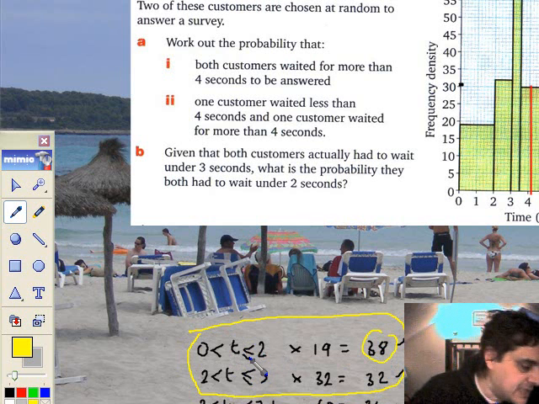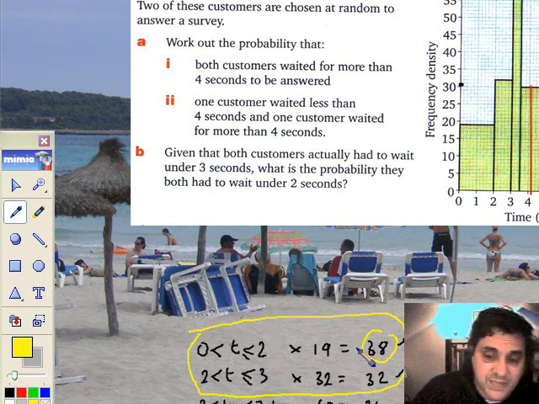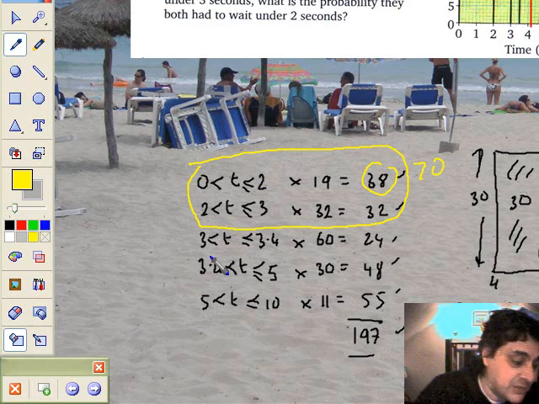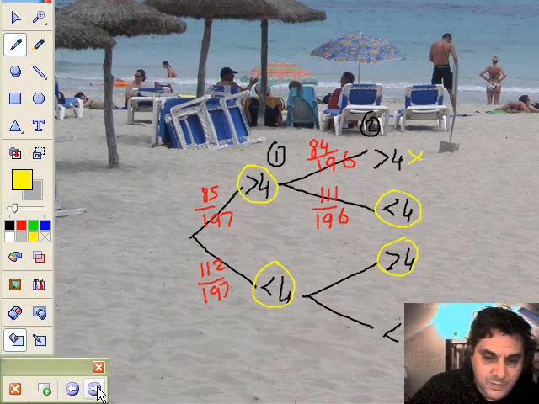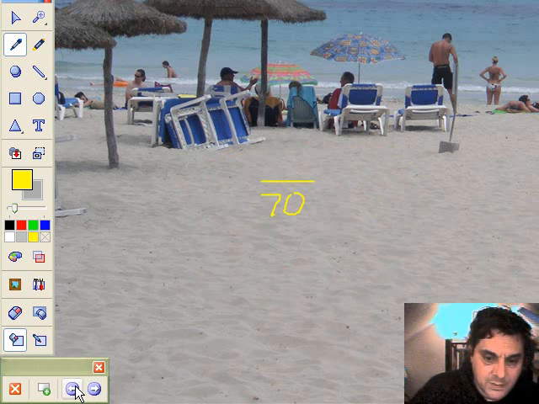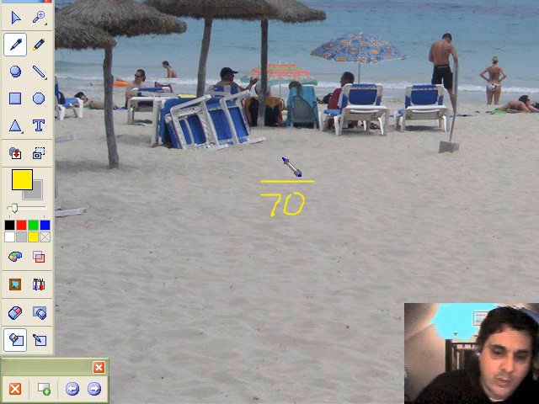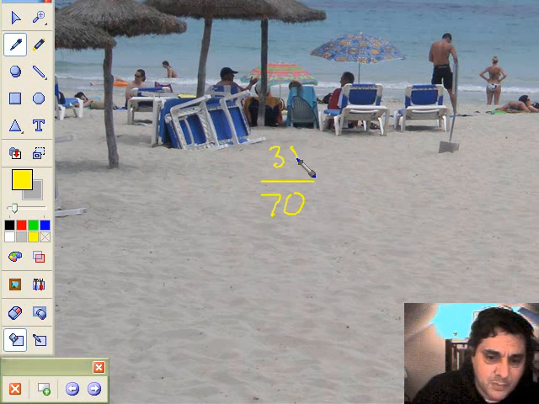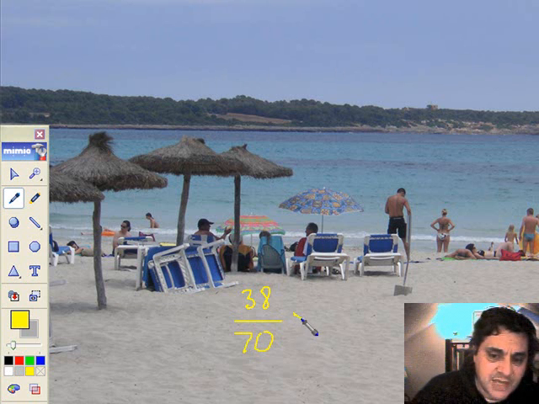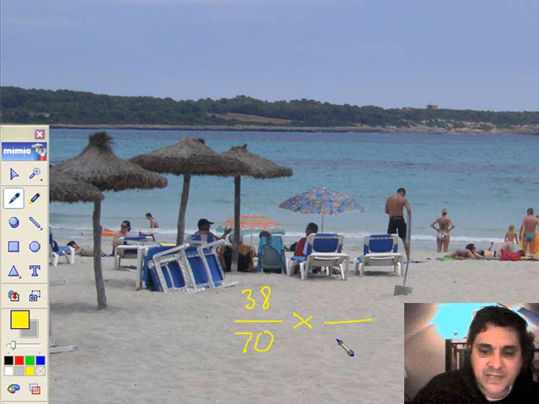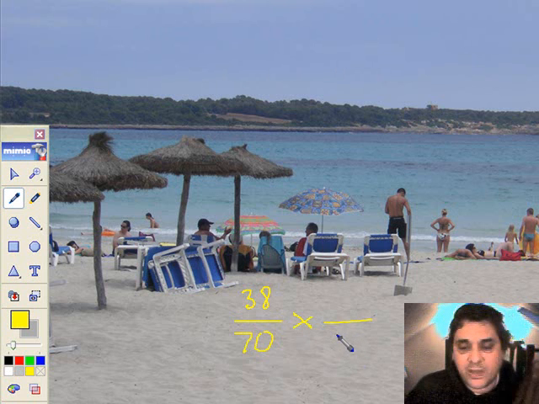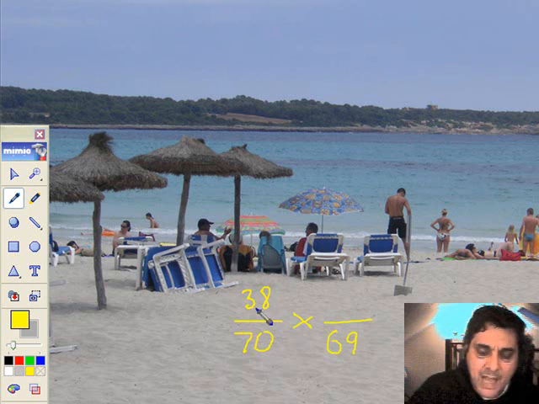It says, given that both customers actually had to wait under 3 seconds, what is the probability that they were both in this first class here and actually waited under 2 seconds? So, back to the question at hand. Right, out of 70 then, the first batch of 38 people are those who waited under 2 seconds. That's the first customer. Now the second customer, if he's taken out of the equation, we're down to 69 customers, and if 38 waited under 2 seconds, then we're looking for him to be amongst the remaining 37, and that's quite easy really.